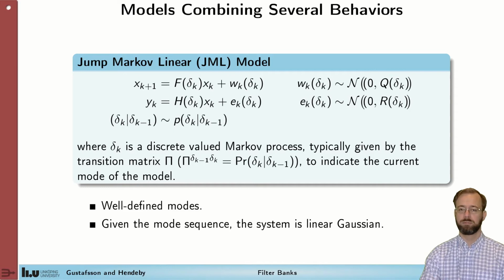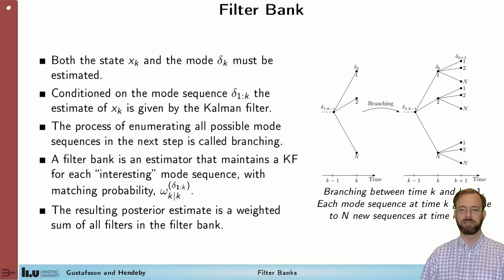What's important here is that we have well-defined modes given by delta, and that given the sequence of modes, we can actually treat this as a normal linear Gaussian system. Now we jump directly into the solution to the problem, and the first slide here will just give us the intuition behind the solution. So first of all, we don't know the state nor the mode, hence we need to estimate both of them. So that's a requirement for the method.